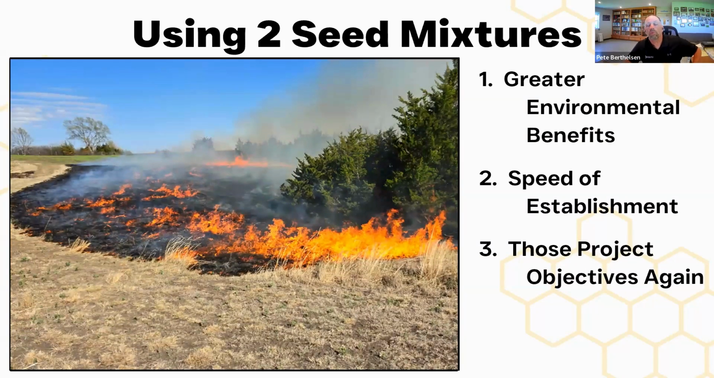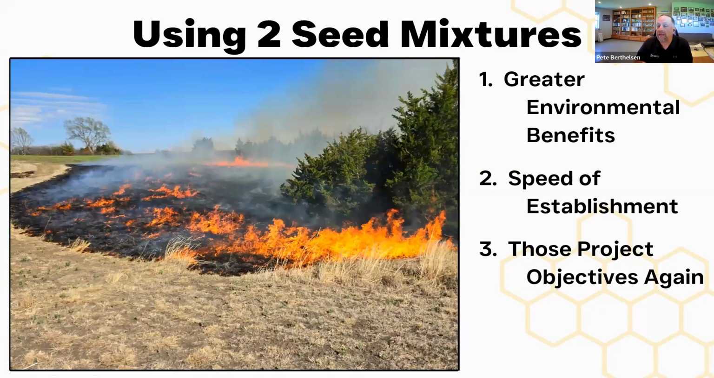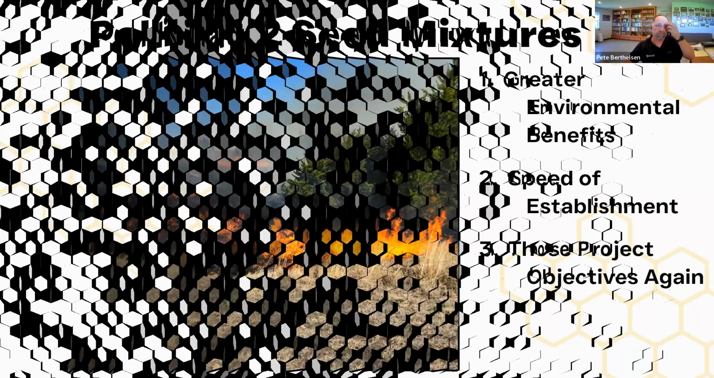Another reason that we use 2 seed mixtures goes back to those project objectives again. And we can design a seed mixture like this one, where the outside ring of this project is green and lush with clovers in it. And that allows us to use that area as a green fire break, where we have that fire break on the outside and then are able to burn other areas of the project, part of our maintenance and management that we have going forward.